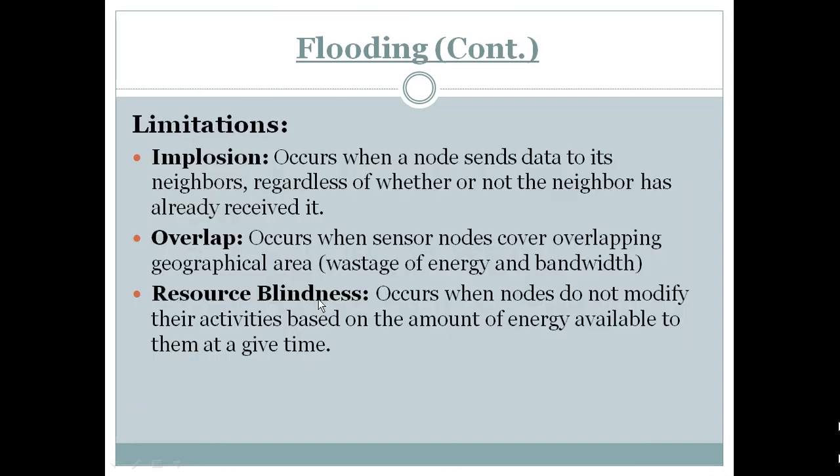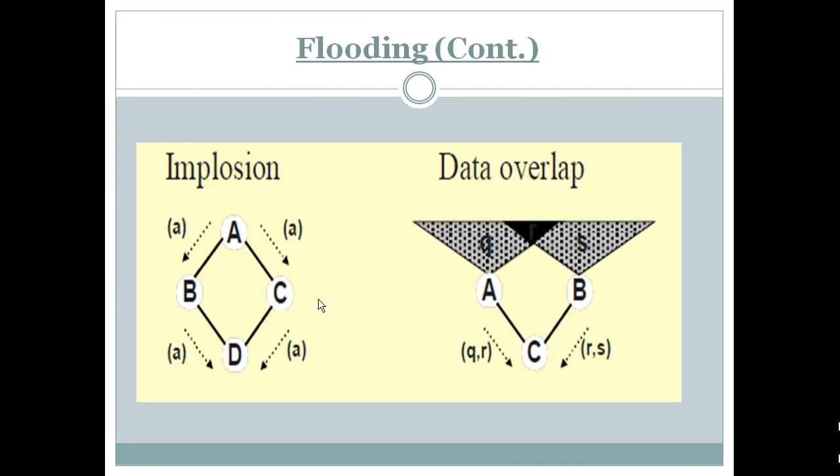The second limitation is overlap. Data overlap occurs when the sensor nodes cover overlapping geographical areas. Now, what are overlapping geographical areas? Let's look into this image. In this diagram, we have three regions, Q, S and R. One is Q, one is S, and another is this black complete triangle. This is R.